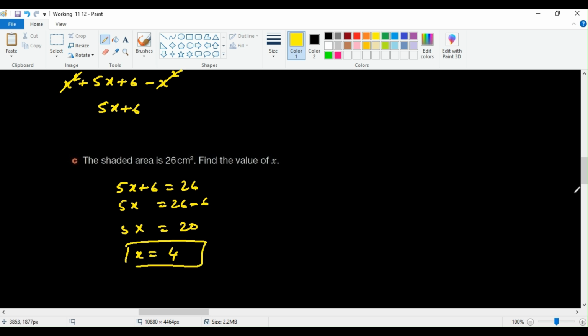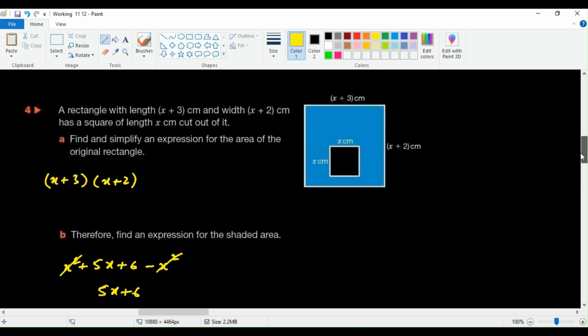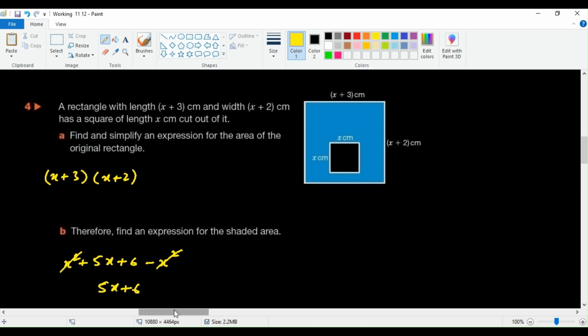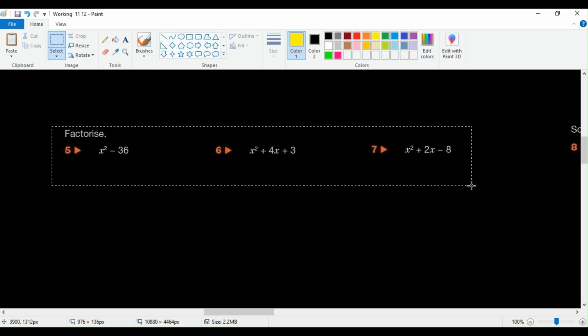Is there any D part for this? Let's see. No D part. Moving on to question number 5 that we can see here. I'll bring this a little up.